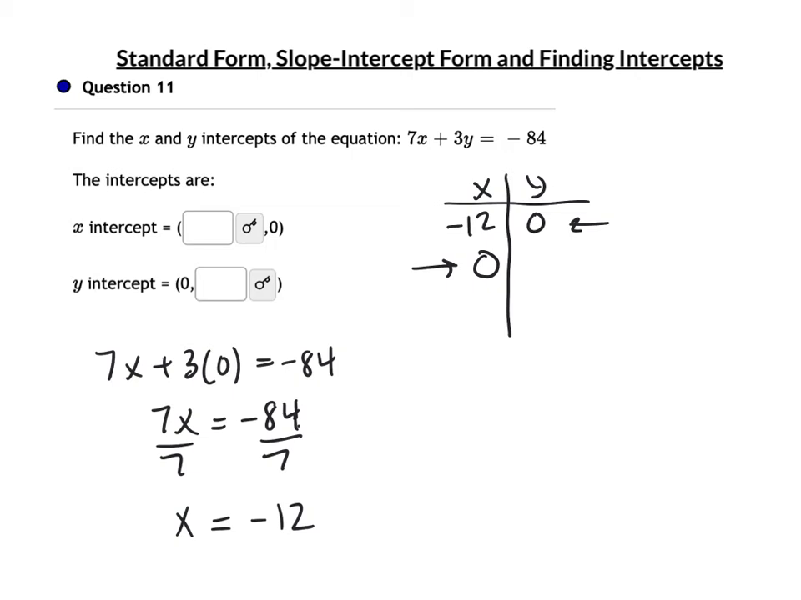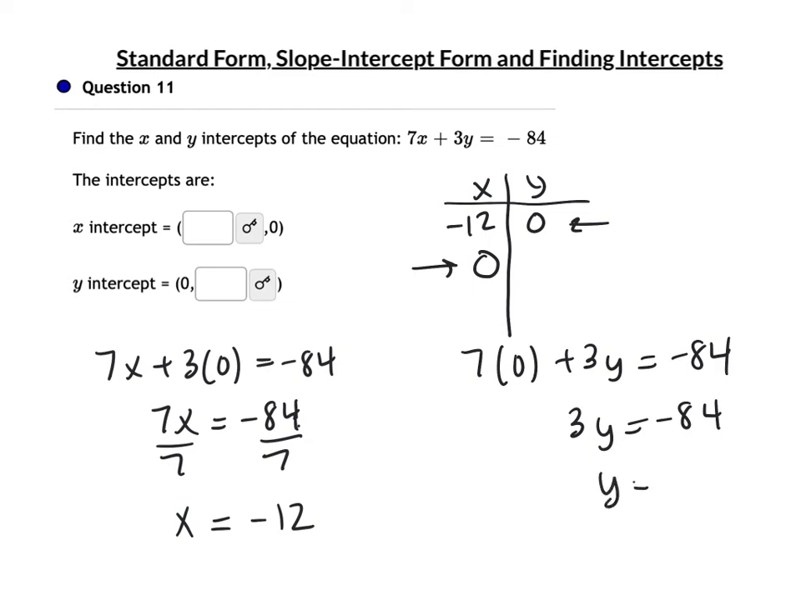For our other intercept, that's the y-intercept, we know that x is 0. So take that equation, 7 times 0, put in x is 0, plus 3y equals negative 84. That's 3y equals negative 84. 84 divided by 3 is 28. So this is y equals negative 28. So the x-intercept is negative 12 and the y-intercept is negative 28.